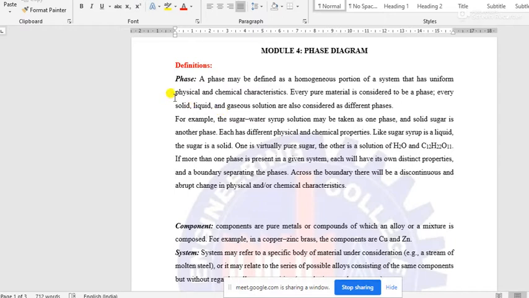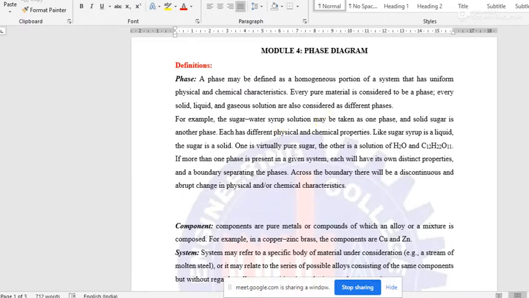In the definition you may see that every pure material is considered to be a phase. Phase means if some portion of a material is considered for some test or for some other operation, obviously that portion of material is considered as phase. In this type of physical chemistry, the phase is some specific homogeneous portion or part of some material or some system.